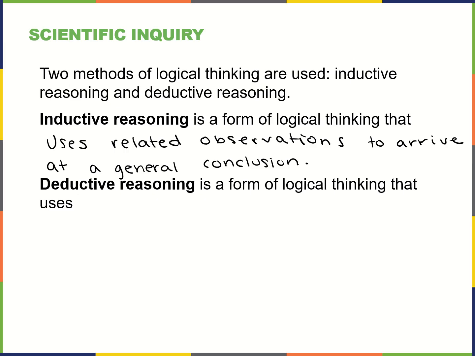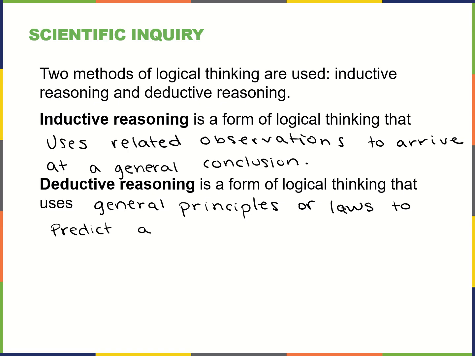Okay? Deductive reasoning uses general principles or laws to predict a specific effect. For example, what would happen if I let go of this from up here? It's gonna fall, right? What laws or principles did you use to come to that conclusion? The law of gravity. We know that gravity exists.